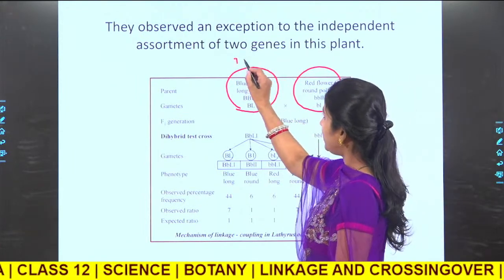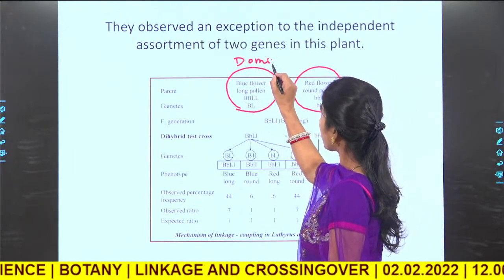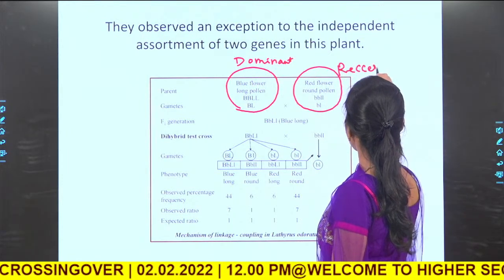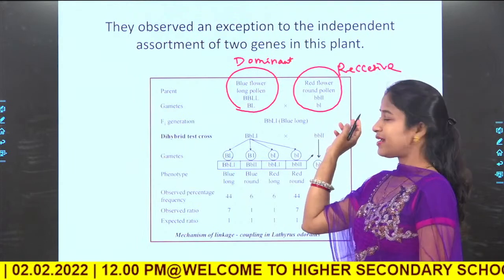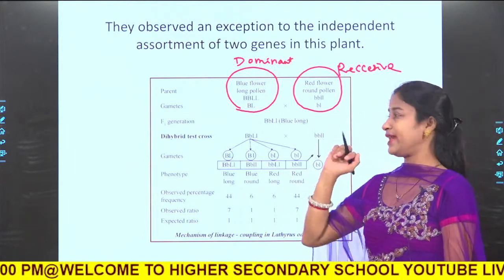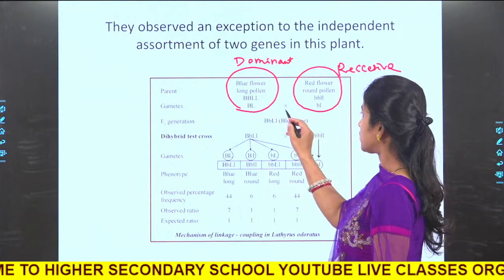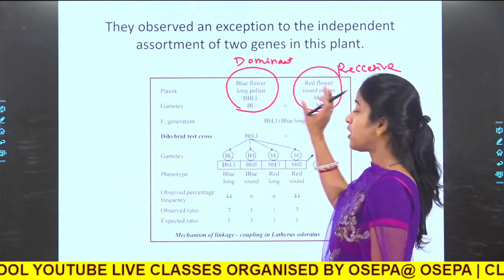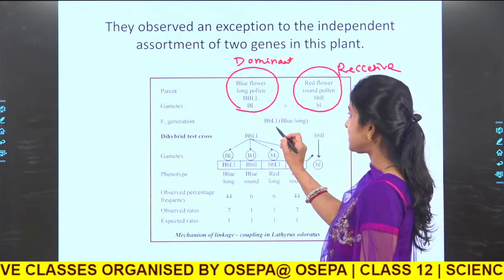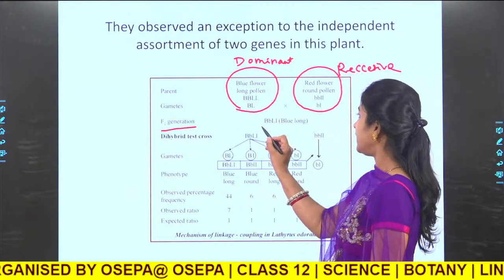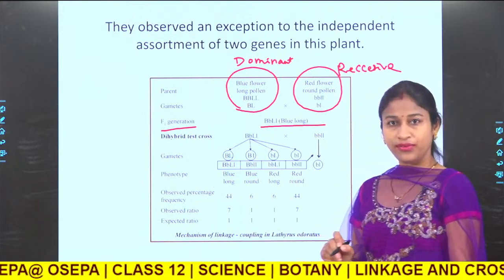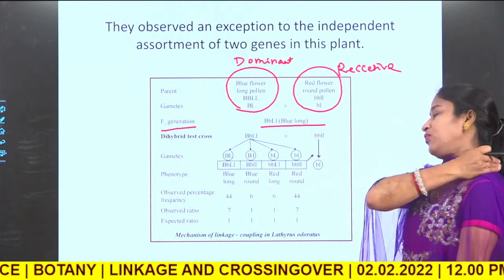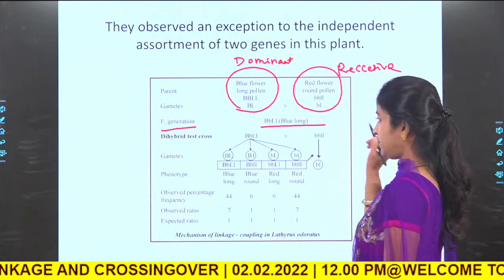These are dominant characters, and these are recessive characters. When they crossed the parent dominant for both traits with the parent recessive for both traits, in the F1 generation they got blue flower and long pollen.